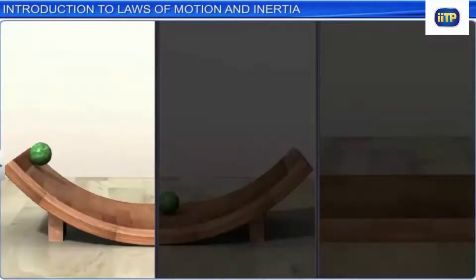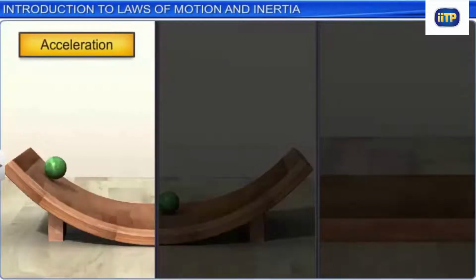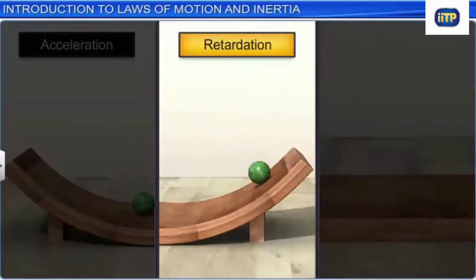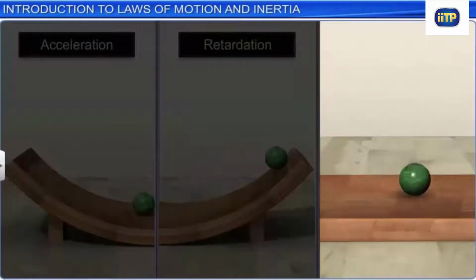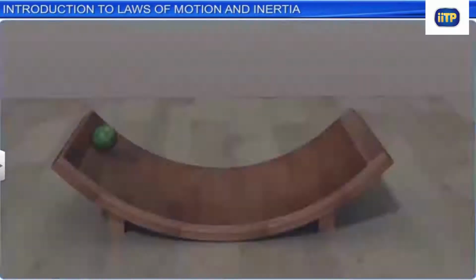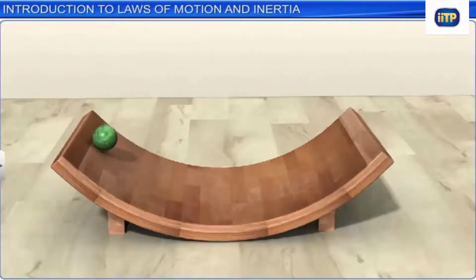The first experiment was with one inclined plane. A roller rolling down an inclined plane on its own accelerates. A roller rolling up an inclined plane on its own retards. A roller rolling on a horizontal plane neither accelerates nor retards, which means that the roller should move with constant velocity when there is no friction between the roller and the horizontal plane. The second experiment was with two inclined planes.